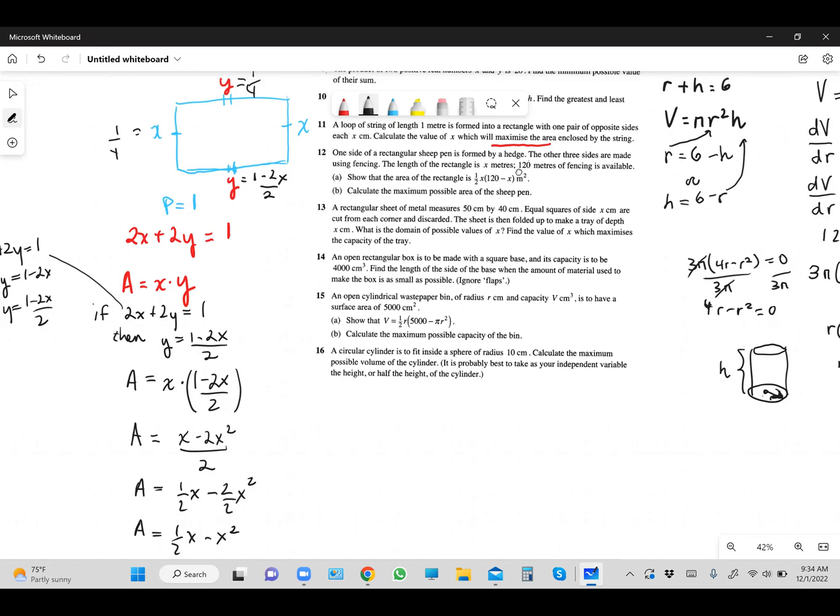Next one's harder. All right, so one side of a rectangular sheep pen is formed by a hedge. Okay. Yeah, I'm gonna have to zoom a lot more. Actually, I'm gonna go ahead and just cut it out right here and just save this recording where it is. And then we'll do this one on the board. So I'm gonna stop the recording.